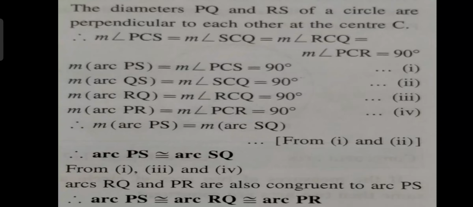Now from first, third and fourth we also come to know that arc RQ and arc PR are also congruent to arc PS. Therefore arc PS is congruent to arc QR is congruent to arc PR. That means arc PS is congruent to arc RQ as well as arc PR. And this is what we have to prove, showing that all the arcs are congruent. So thus student, we have solved the first one.